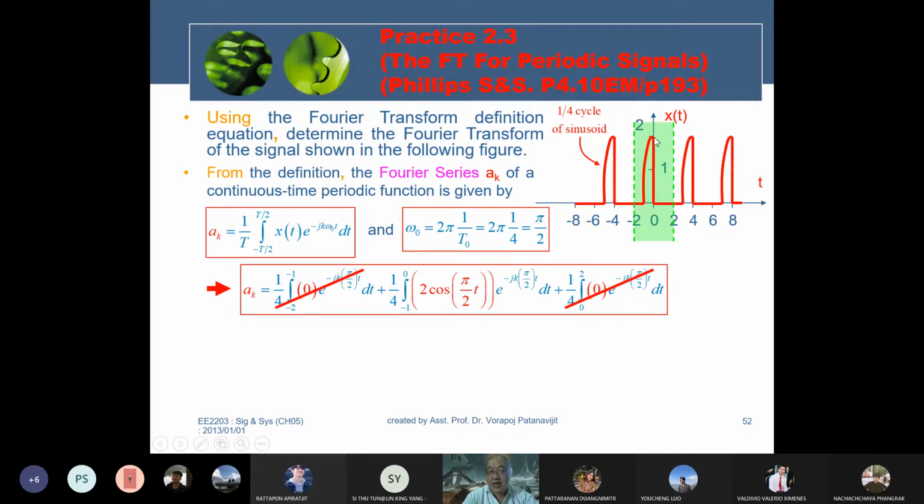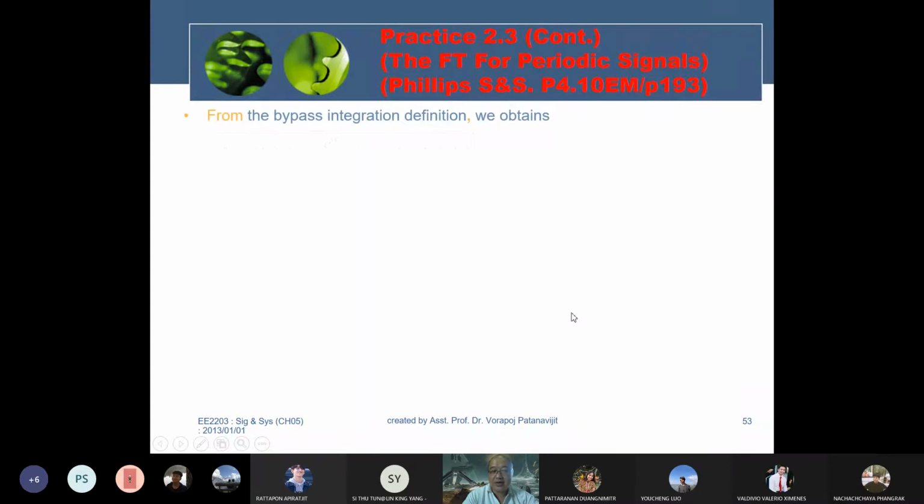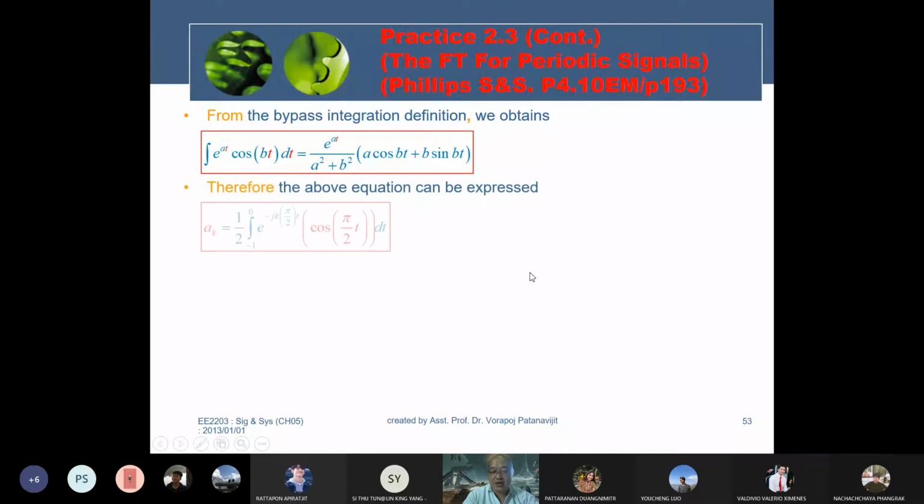Use amplitude scaling by 2, and for the frequency omega you substitute pi by 2 t here. This gives you cos(pi t/2) e^(-j omega t), which requires integration by parts. From the integration by parts definition, the integral of e^(at) cos(bt) gives you this closed form. Therefore the above equation can be expressed in this form.